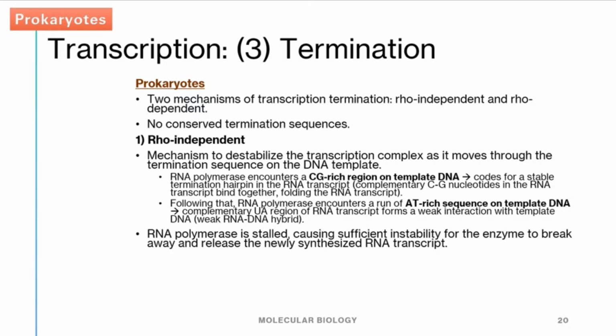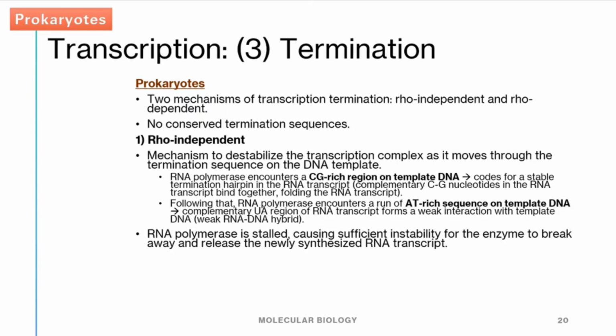What happens during the Rho-independent process is that the RNA polymerase is going to first encounter a CG-rich region of the template DNA. Now, as you remember, if you encounter a CG-rich region, there is a stronger hydrogen bonding between the bases, right? So when the RNA polymerase reads and synthesizes a CG-rich RNA piece, this will cause the RNA to fold back on itself to form a stable termination hairpin structure.